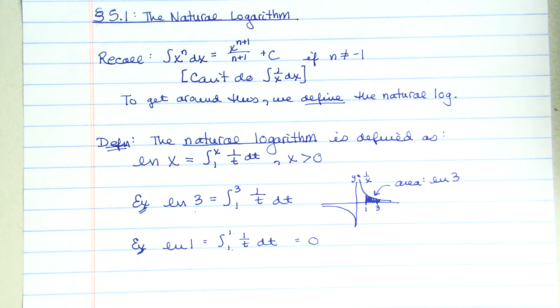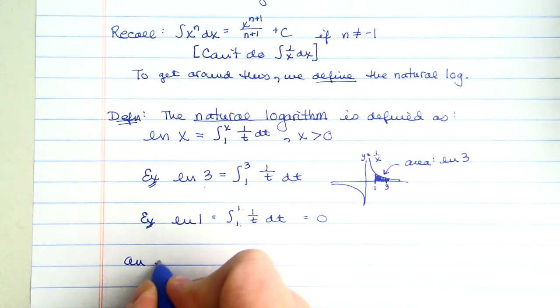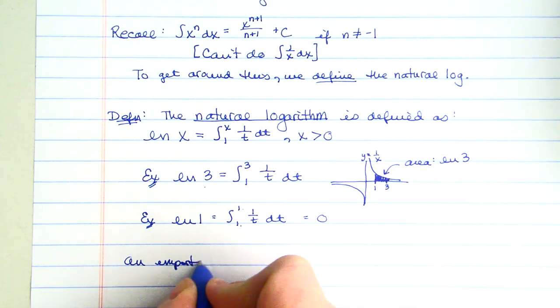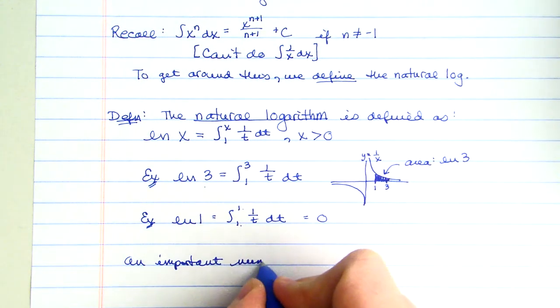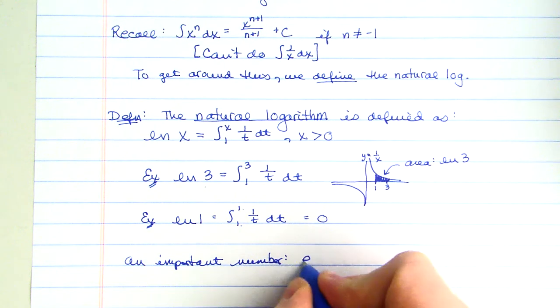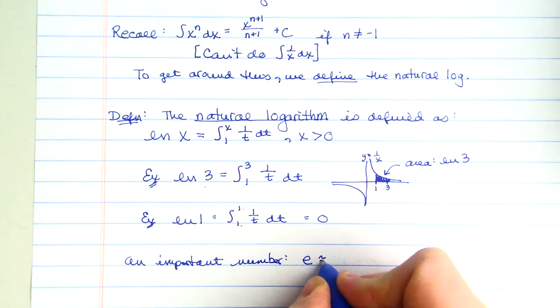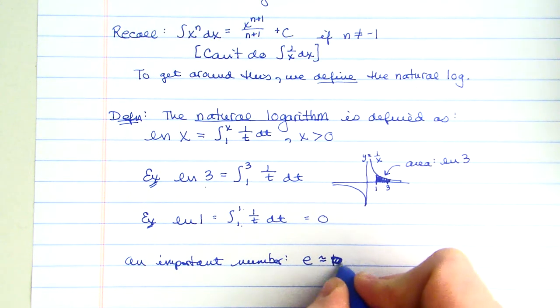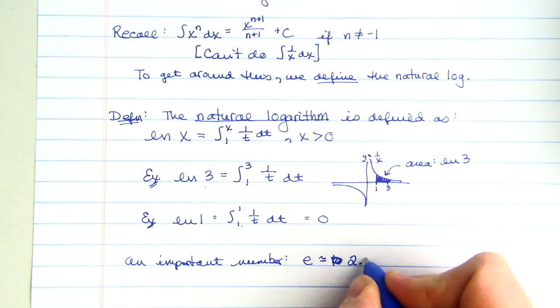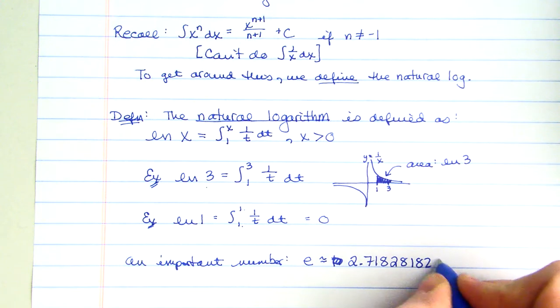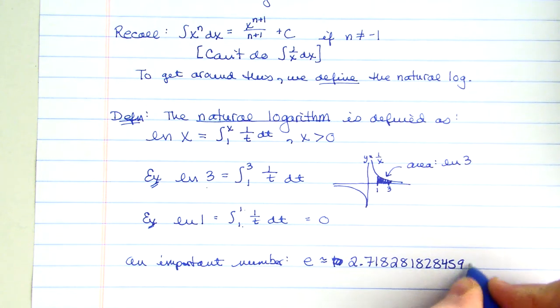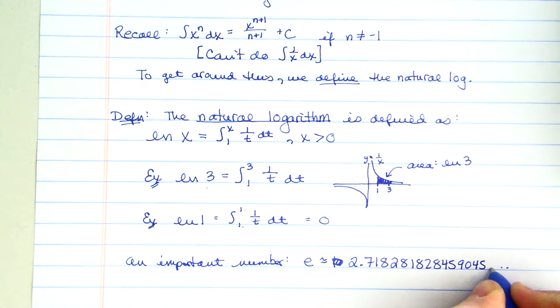So there is an important number related to the natural logarithm, and that number is e. You talked about this as the base of our logarithm, but we don't even care about that for right now. An important number is e, which is approximately 2.718281828459045. Ask me in class why I know this.